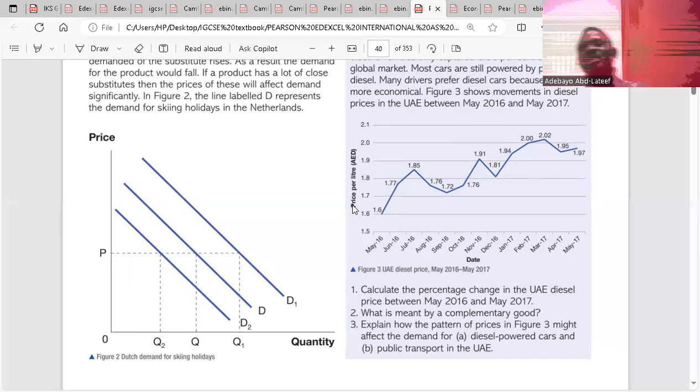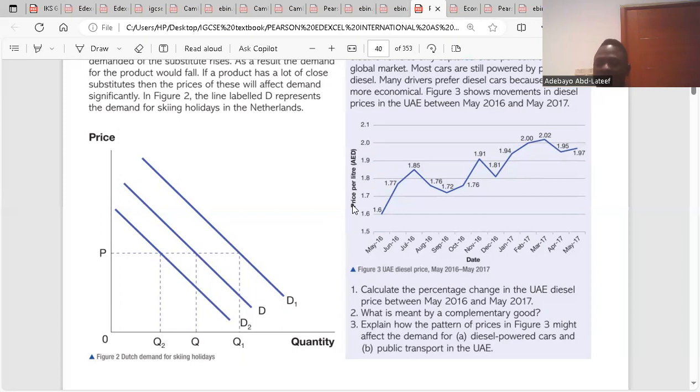compared to those of its competitors. Do you get what I'm saying or not? What we're saying here is the price of substitutes. What are substitutes? Substitutes are goods that can be used in place of others. So if the price of a substitute falls relative to its competitors, that means compared to those of its competitors, if its own price falls, the quantity demanded of such product would rise.